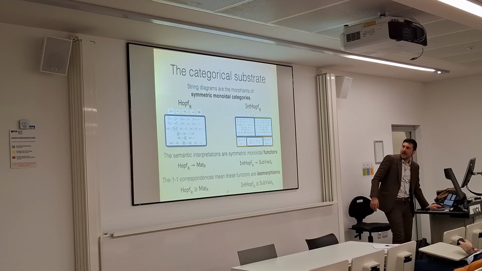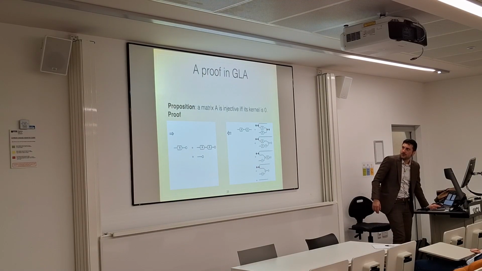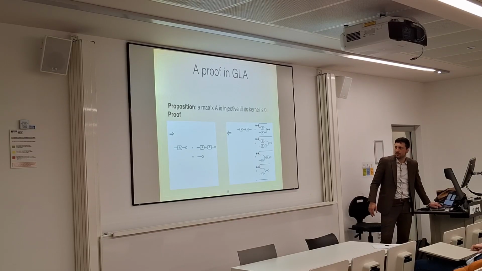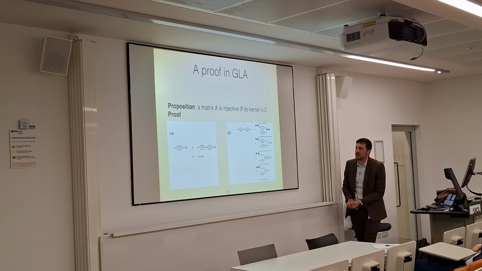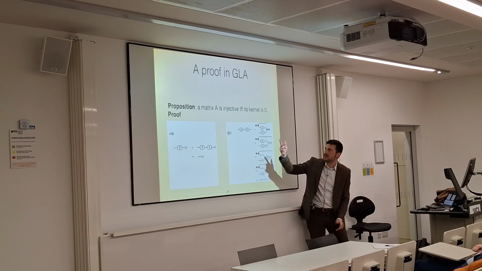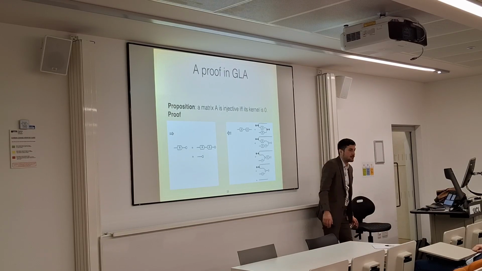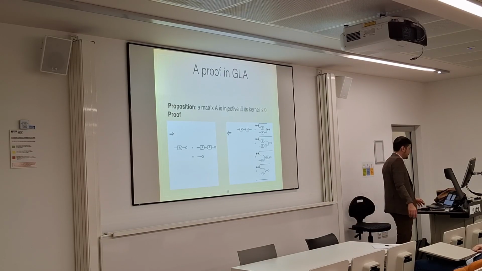All right. I also want to show you a proof in graphical linear algebra. So there will be a few things left unsaid in this proof to make it a bit simpler, but bear with me. The thing we want to show is a very simple result in linear algebra, namely that if a matrix is injective, then its kernel is 0 and vice versa. Is this something you can prove? Okay, you find it in textbooks.